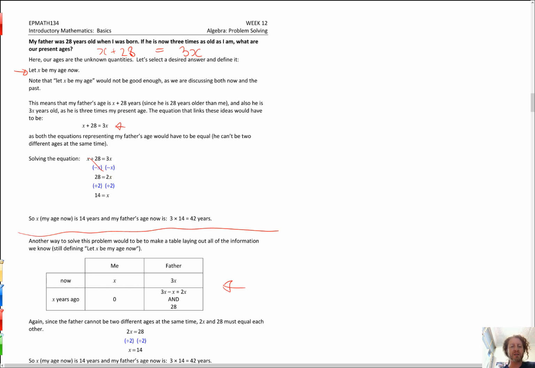So right now I'm 14. My father's age is 3 times 14. It's 42 years. I also could have said my father's age is my age plus 28, which is still 42. It didn't matter which equation I went back into, whether I subbed it into 3 times my age or my age plus 28, I was still going to work out that Dad was 42 years. I'm 14, Dad is 42.